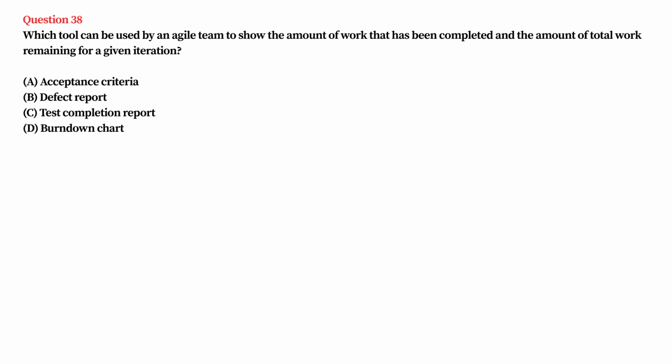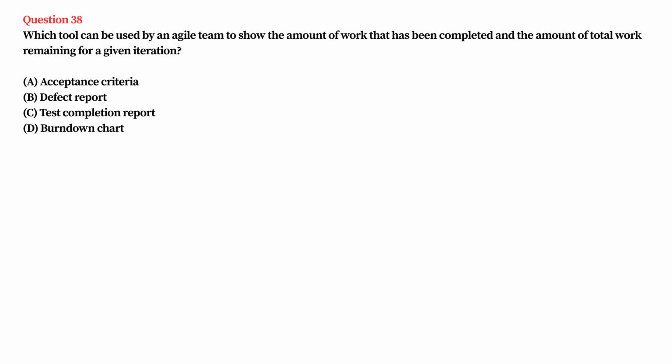Answer, A, is not correct. Acceptance criteria are the conditions used to decide whether the user story is ready. They cannot show work progress. Answer, B, is not correct. Defect reports inform about the defects. They do not show work progress.